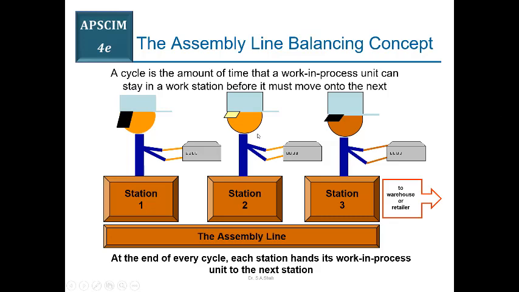So as far as the cycle time is concerned, as I told you, you will have a specific amount of time, and each worker has to complete his task in that amount of time. A cycle is the amount of time that a work in process unit can stay in a particular workstation before it must move on to the next workstation. And at the end of every cycle, each station will hand its work in process to the next workstation.